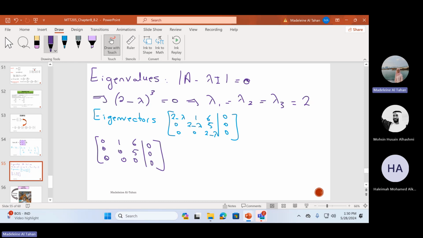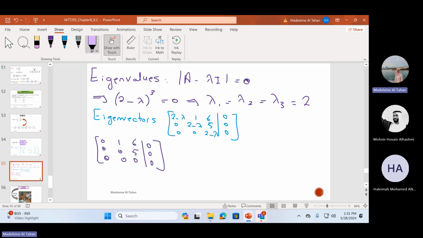Who solved it and got the eigenvectors? How many independent ones did we get? One. What did we get here? 1, 0, 0. Who else other than already we got 1, 0, 0? Yes, Noor. Okay, perfect. How do we continue solving this one?